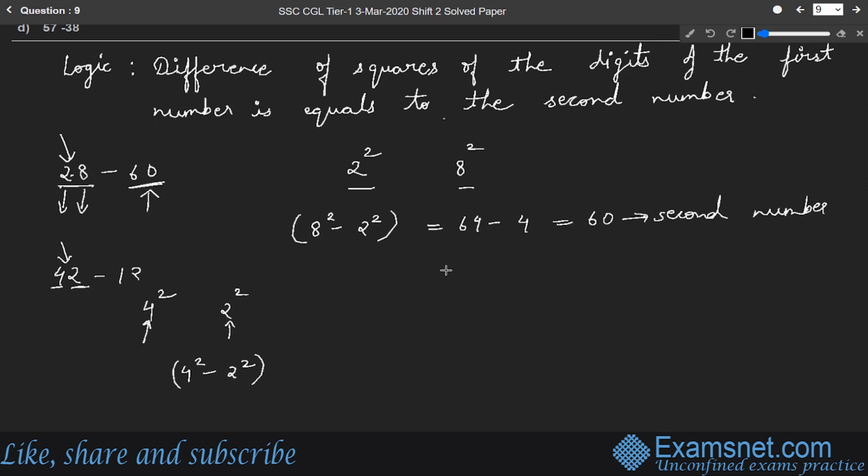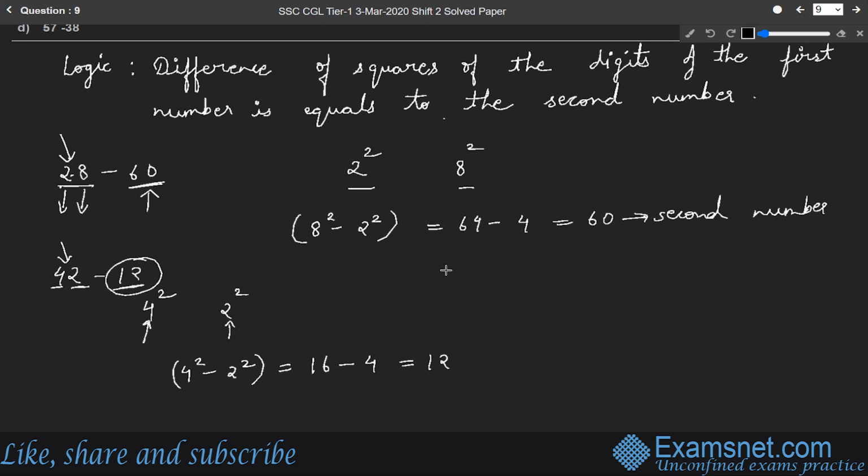So it should give the second number. What is the second number? 12. So let us check it. 4 square is 16 minus 2 square is 4. 16 minus 4 is 12, which is the second number. So the concept is right for this pair also.